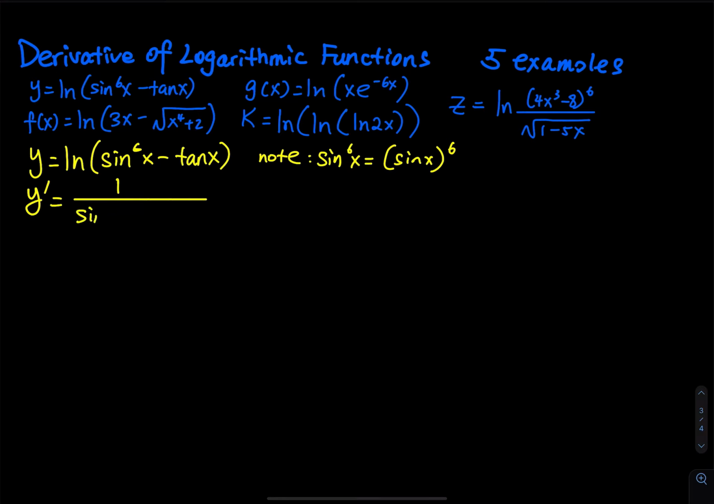This is sine to the 6th of x, and then minus tangent x, and then you multiply the derivative of the parentheses, so you bring the 6 down, and then you have sine x, and then raised to the 5th, and then what else?